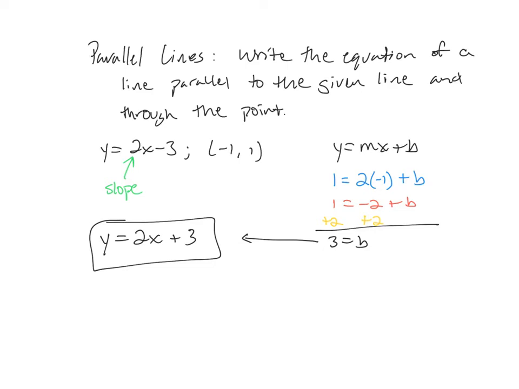Okay. Let's do another one just to be sure. So if I had, some of them might start out not in slope-intercept form. So I want to make it y equal mx plus b first, because now my slope is negative 3.